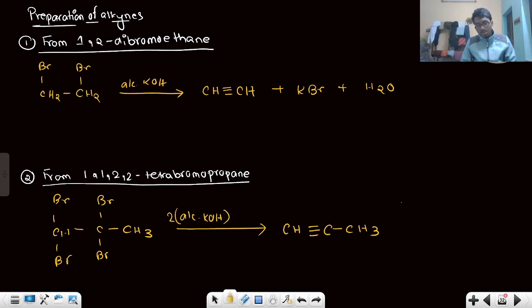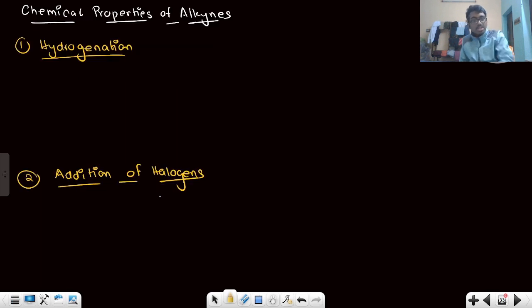Understood? Here hydrogen is not possible to remove. Here only both will be removed, and a bond is formed. Done. Clear? So that is the preparation of alkyne from 1,1,2,2-tetrabromopropane and 1,2-dibromoethane. Clear? Both were in class 10. Okay.